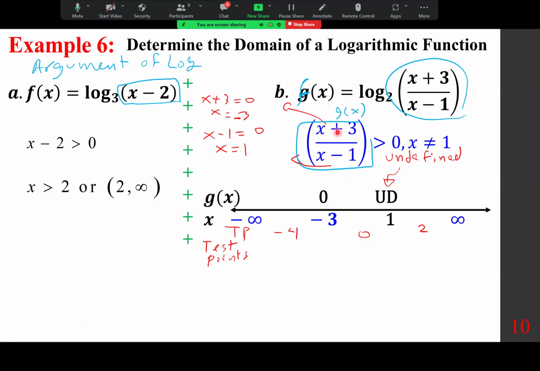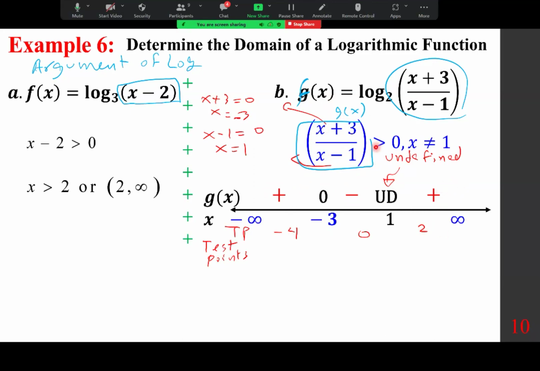be 0. If I put a 0 here, I get positive 3 over negative 1, makes this one negative. They will alternate positive and positive. However, if you want to just pick up negative 4 and plug in, please understand, negative 4 gives you negative 1 up here, negative 5 down here, negative over negative makes it positive. If you plug in 2, makes the top and the bottom positive, we get positive.